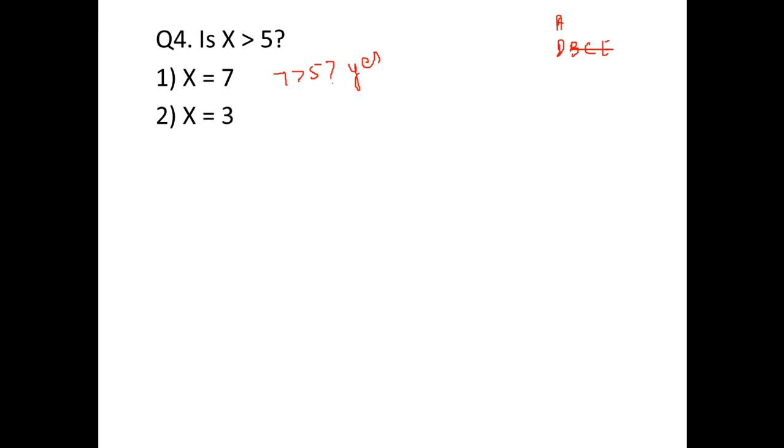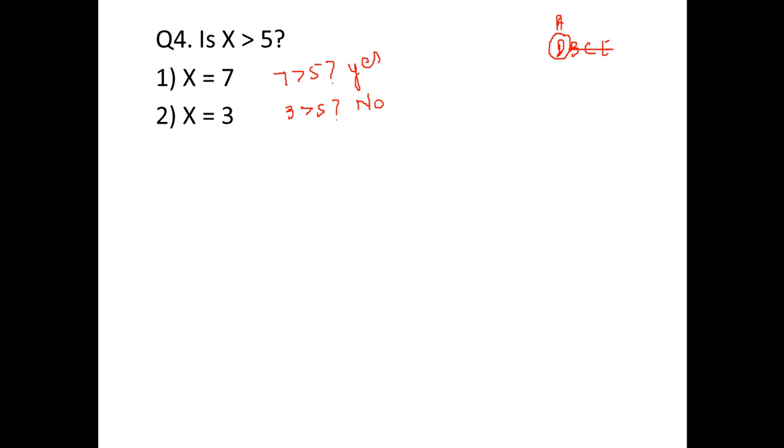Now we go to second statement. X is equal to 3. The question is same, is x greater than 5? So now we ask, is 3 greater than 5? Here the answer is no, 3 is not greater than 5. So this statement is also sufficient because we are getting a definite no from the statement. So if second statement is sufficient, our answer is D, which means either statement alone is sufficient.